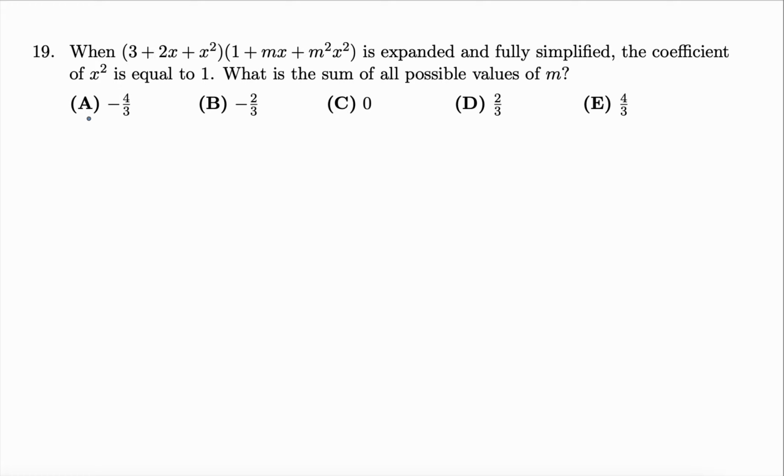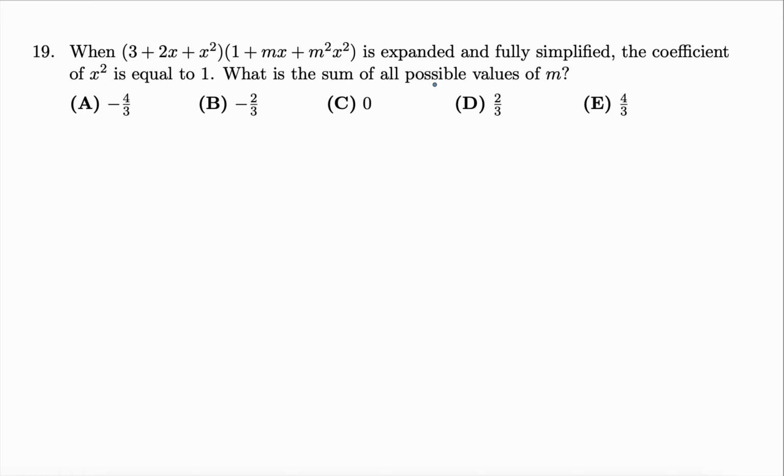Let's take a look at the next question. Number 19: when the product of 3 plus 2x plus x squared and 1 plus mx plus m squared x squared is expanded and fully simplified, the coefficient of x squared is equal to 1. What is the sum of all possible values of m? So hold on, it says the coefficient of x squared is equal to 1.